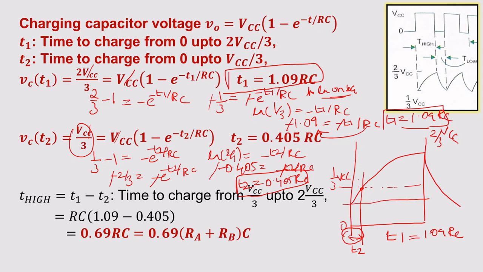Now the question is, what is that on period? The on period is from 1 by 3 VCC to 2 by 3 VCC. So this is the on period. This is T1, and if I subtract this period, you will get the T on period. Understand now? So T high will be T1 minus T2. This is T1, this is T2, so this period minus this period will give this T high period. We know that T1 is 1.09 RC and T2 is 0.405 RC, so we will be getting 0.69 RC. So this is the on period.